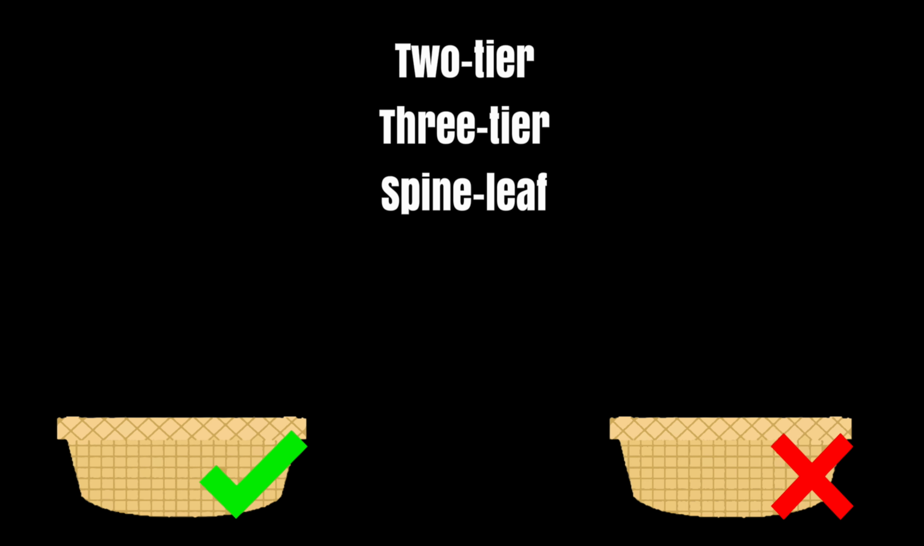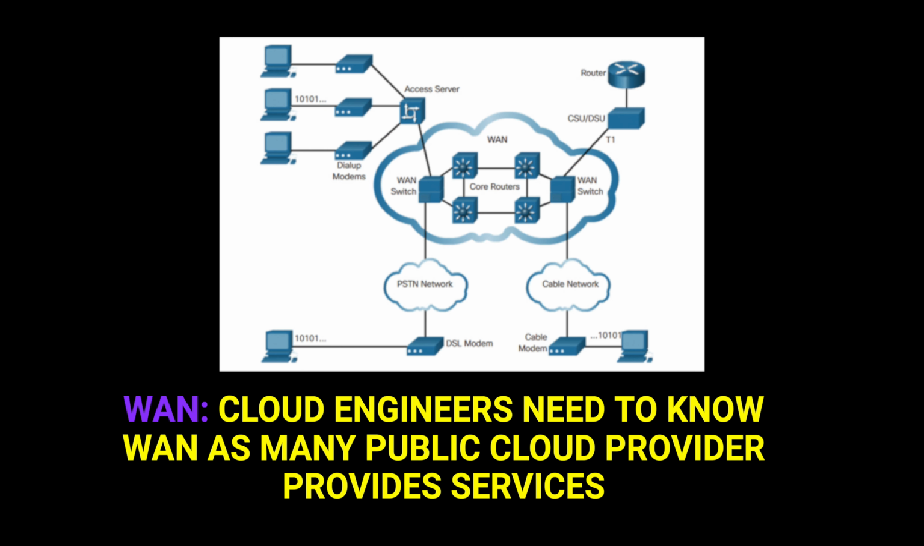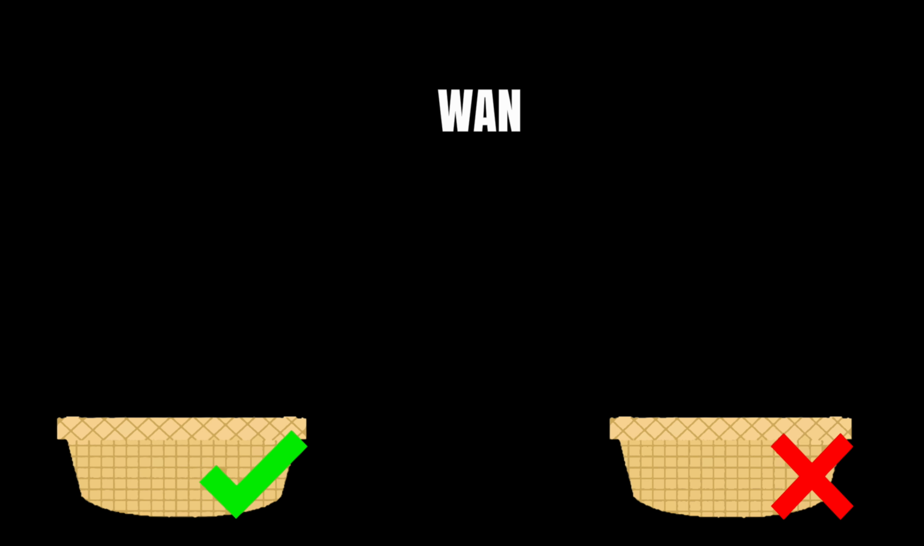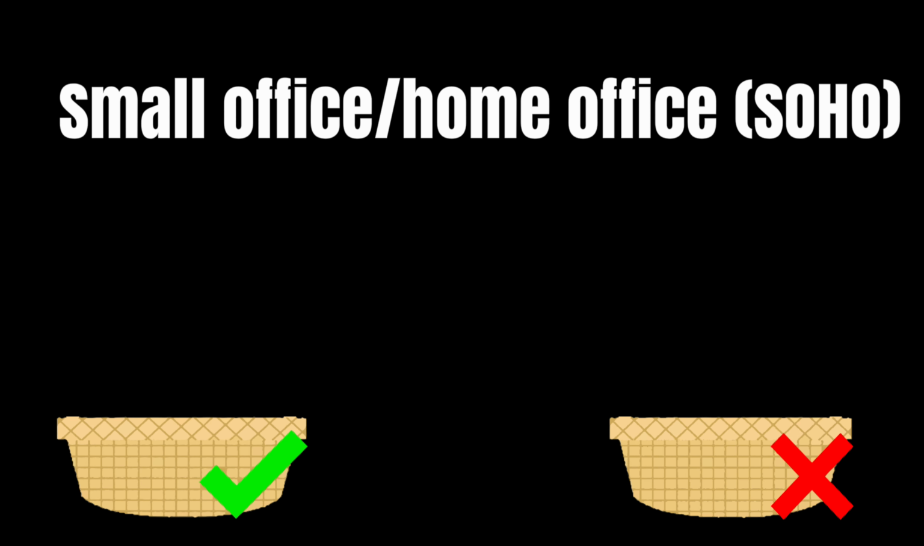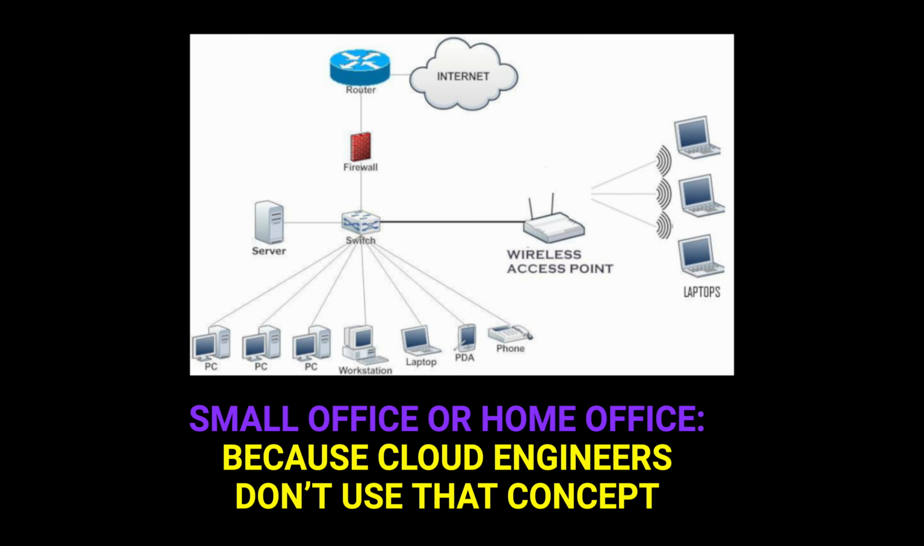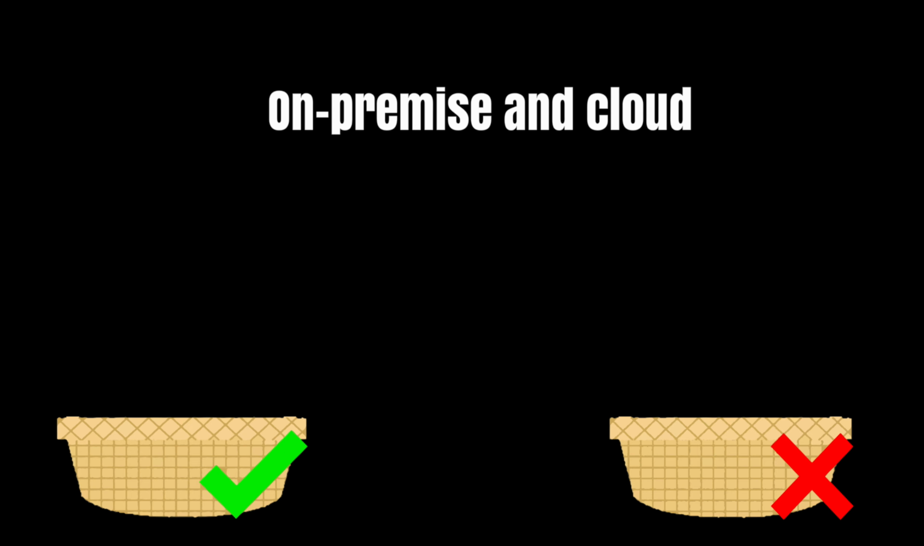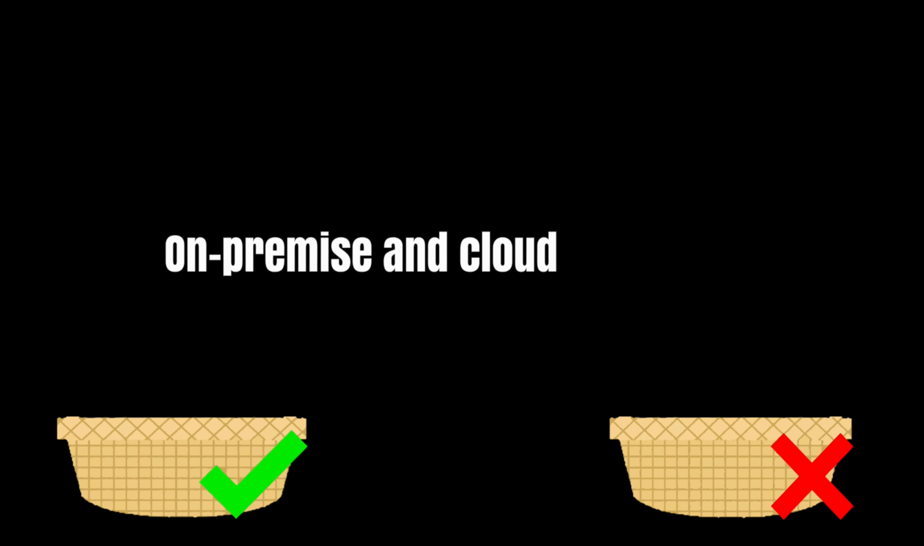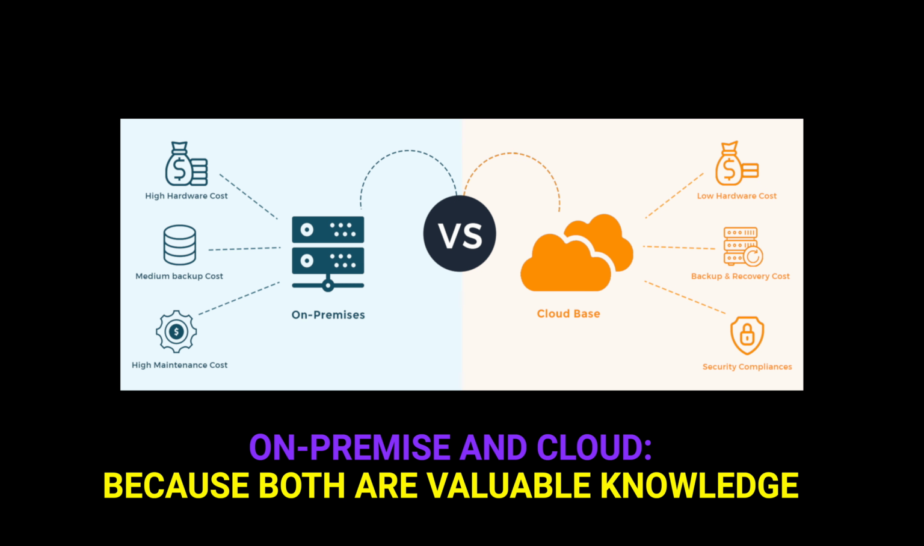First, 2-tier. Then second, 3-tier. Next is spine leaf. Cloud engineers don't need to know those concepts and they will certainly go to the red bucket. Fourth is WAN. Cloud engineers need to know WAN, as many public cloud providers provide services related to WAN, and this goes to the green bucket. Small office or home office, best known as SOHO, will definitely go to the red bucket because cloud engineers don't use that concept. And on-premise and cloud. Yes, these are additions to the green bucket because both are valuable knowledge.